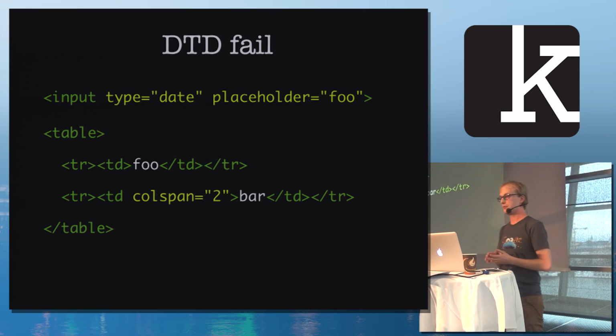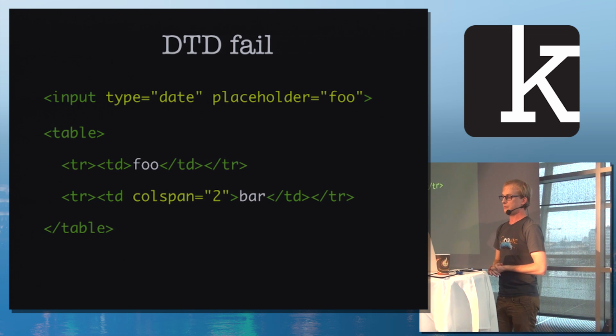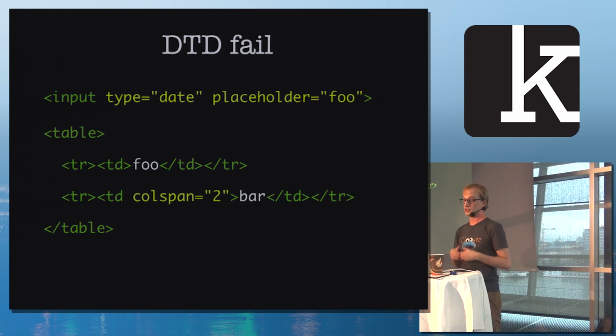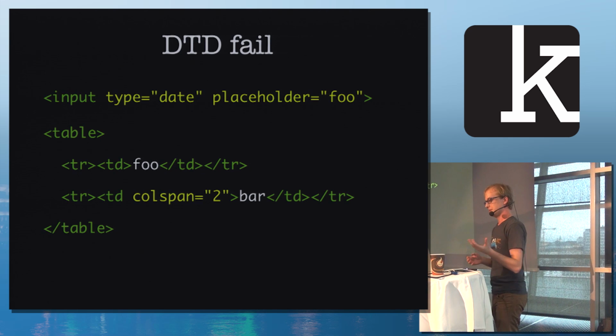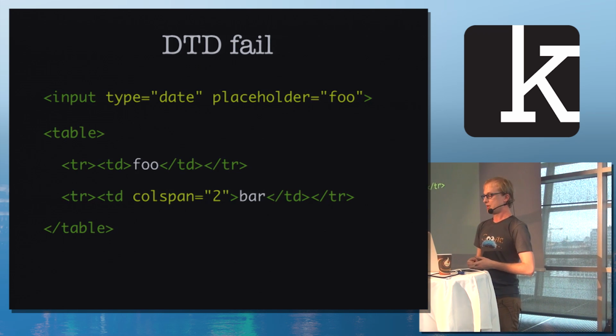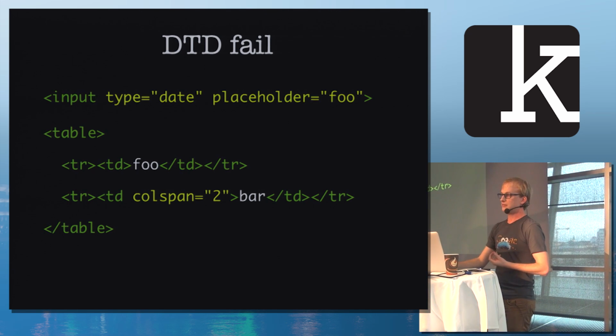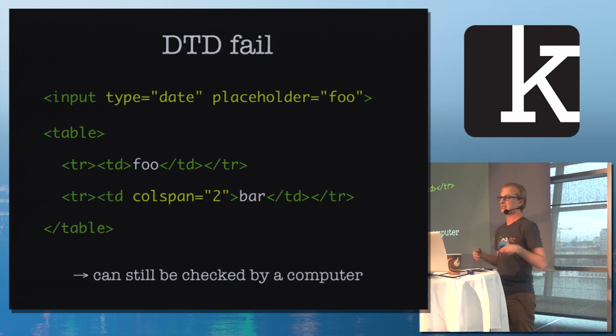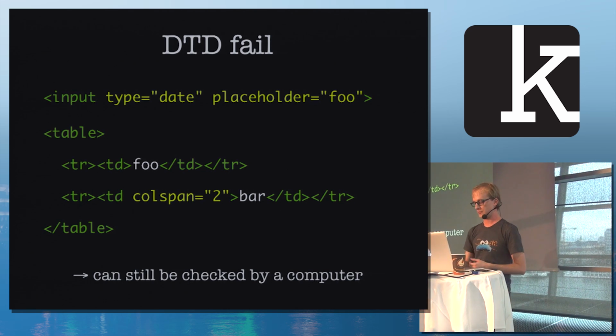Now, this is another example. Here we have a table with an unequal number of columns in each row. And that is also a validation error, but the validator would not be able to detect this. So this is a set of conformance criteria that cannot be checked by the DTD, but they can still be validated by a computer, and they can still be automated easily.